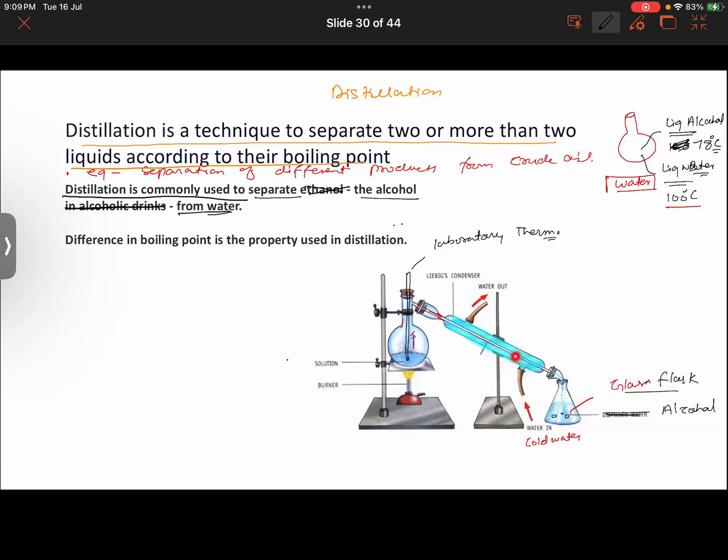The example of alcohol and water, was that clear to everyone? Yes, sir. Hana, you getting these concepts now, and Halima? Yes, sir. Good. So these are the two uses of distillation. Also, in a bracket, you will be writing down this also, that difference in boiling point is the property used in distillation. Sir, already wrote that. Very good.